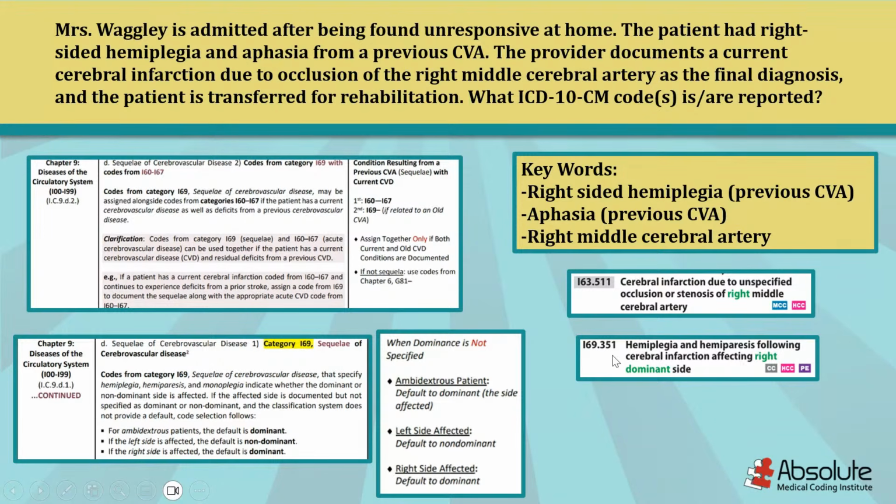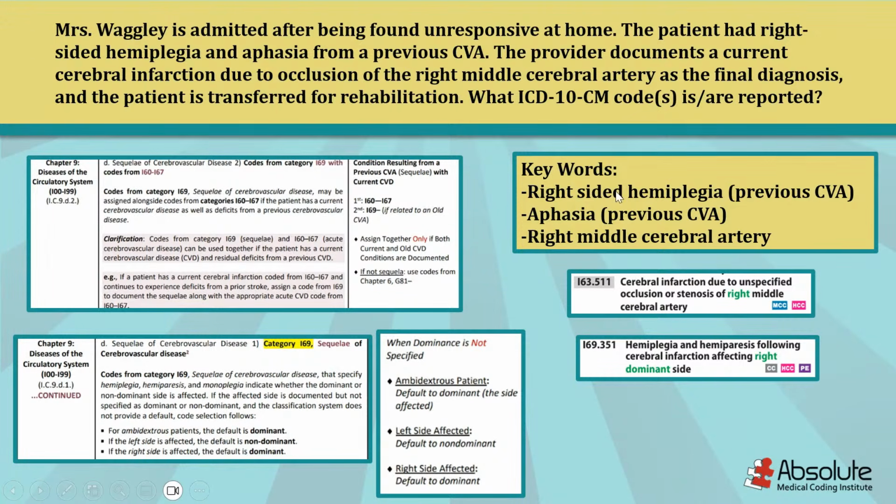So we are going to be using them. Right here, first off, we are going to code for our hemiplegia or hemiparesis following cerebral infarction affecting right dominant side. The reason that we're coding it as dominant is because the right side is being affected and we are defaulting it to dominant. So that is why we are picking the right dominant side. That code is going to be I69.351.